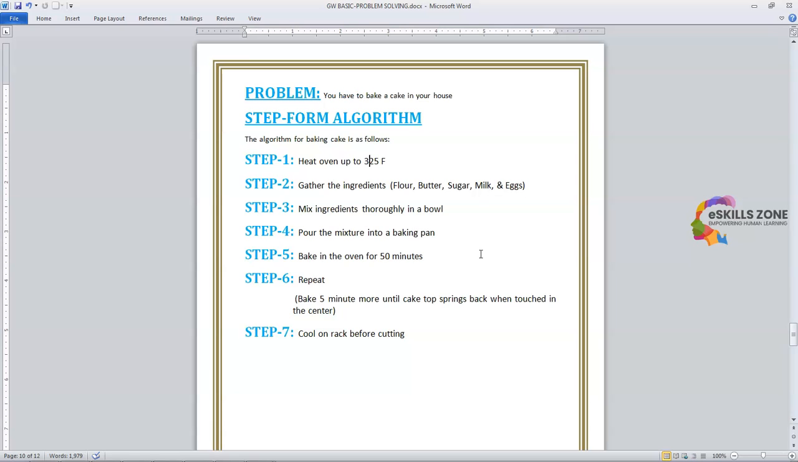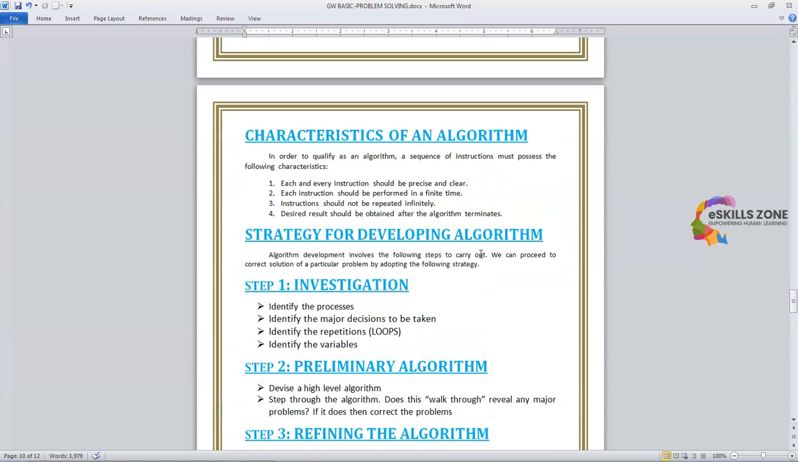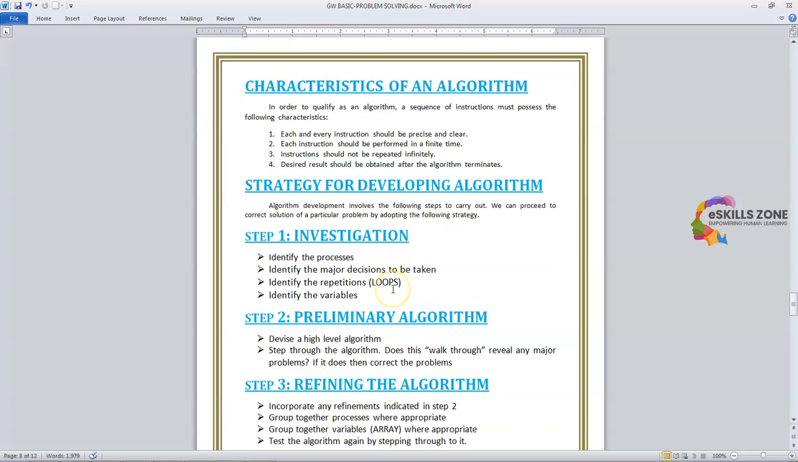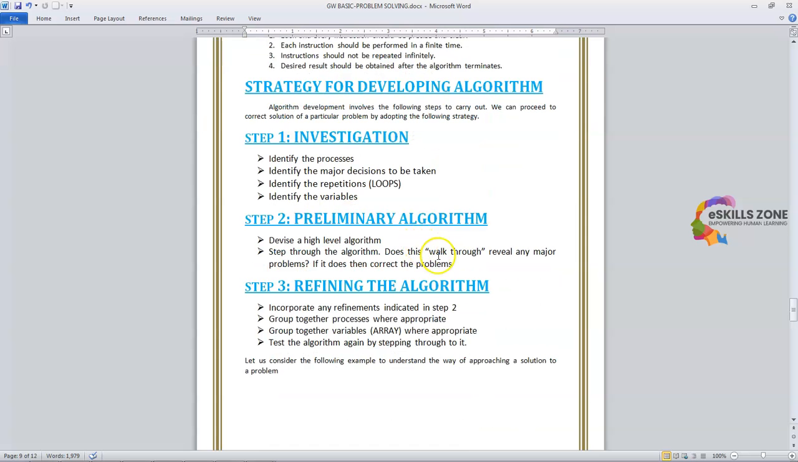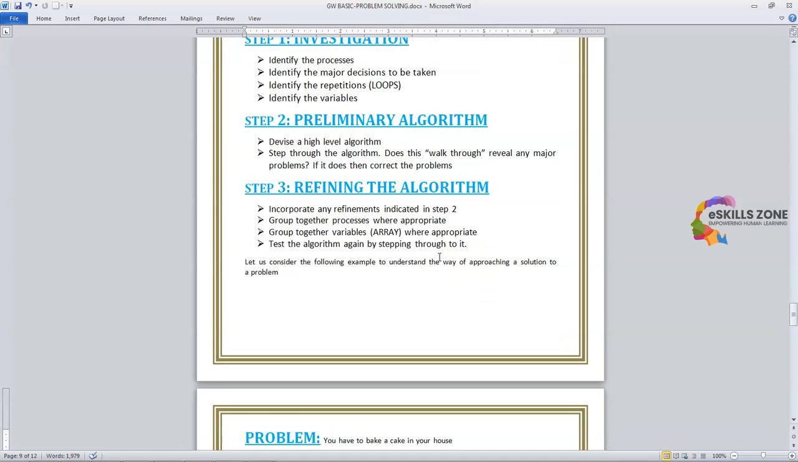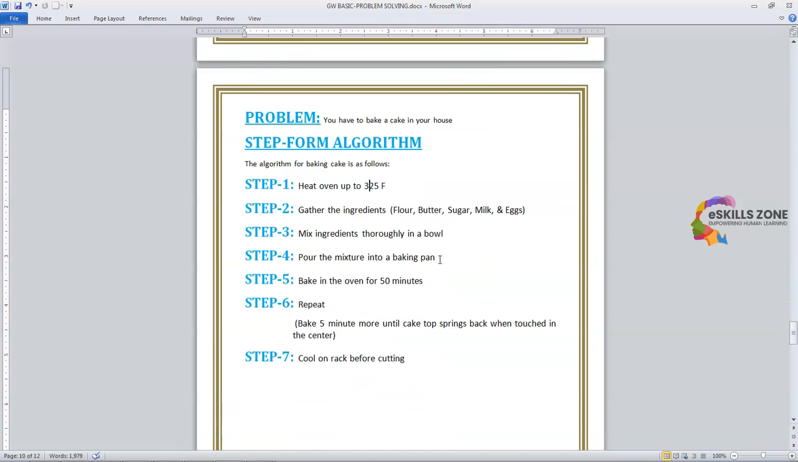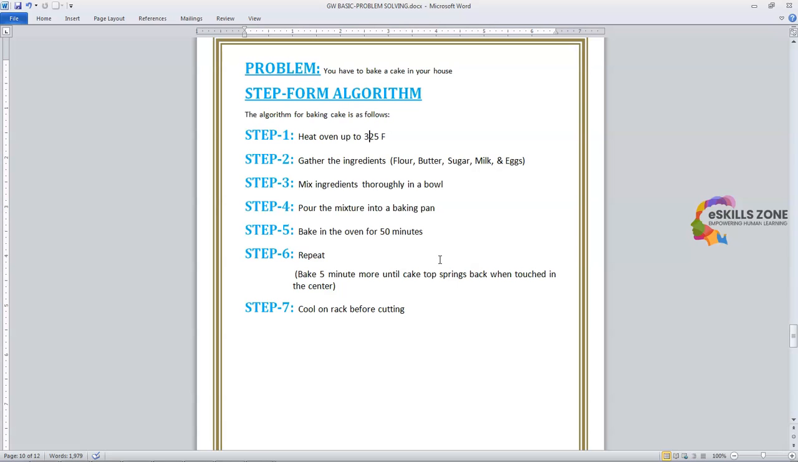So that's all, viewers. We have discussed the characteristics of an algorithm, strategy for developing algorithm, and the steps involved, like investigation, preliminary algorithm, refining the algorithm, and in the end problem solving. And we solve the problem for baking a cake in our house.